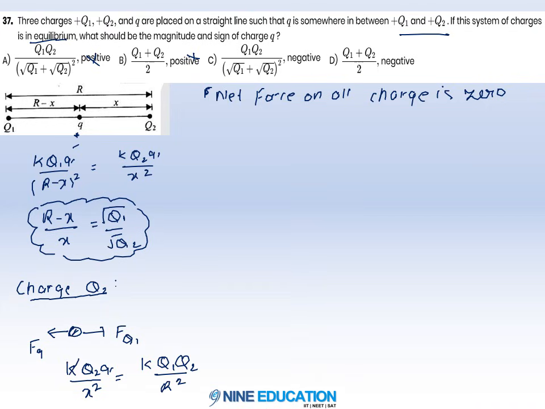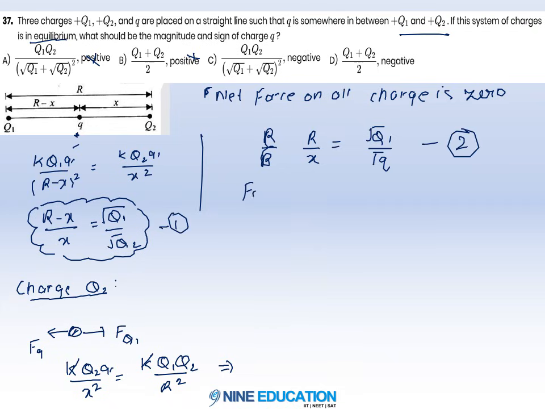So from here what we are getting? From here we can calculate R by X, and we are getting R by X equals to, Q2 cancels, under root Q1 upon under root Q. So this is equation 2, and this is our equation 1.